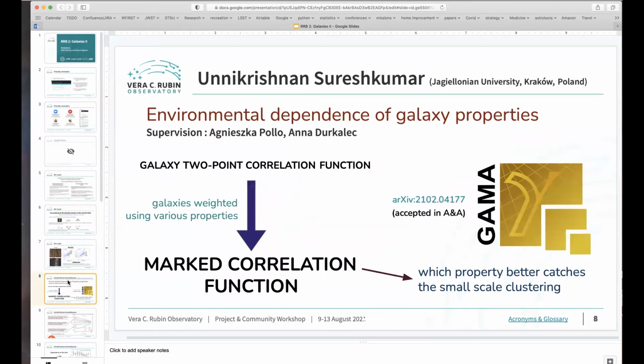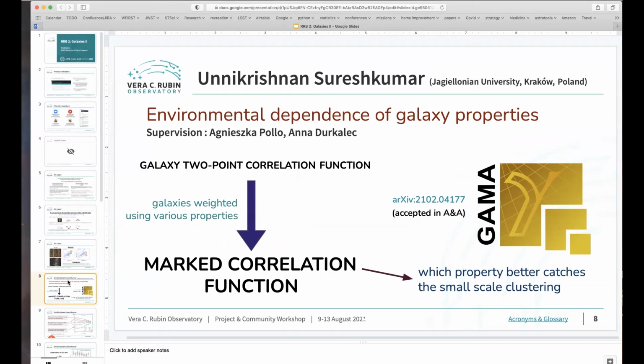Yeah. Thank you. Shall I? Yep, we'll go ahead to our second speaker. Okay. Hello, everyone. My name is Unnikrishnan. I'm a PhD student at the Jagiellonian University in Poland. My research focuses on the environmental dependence of galaxy properties, which is being supervised by Agnieszka Pollo and Anna Durkalec.